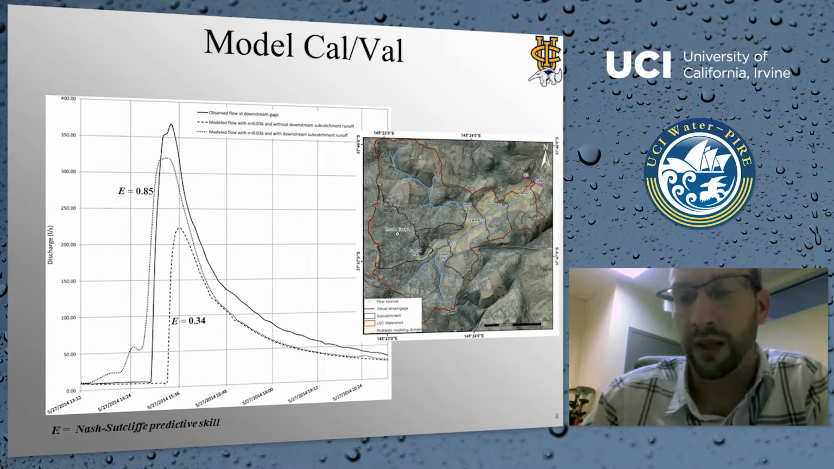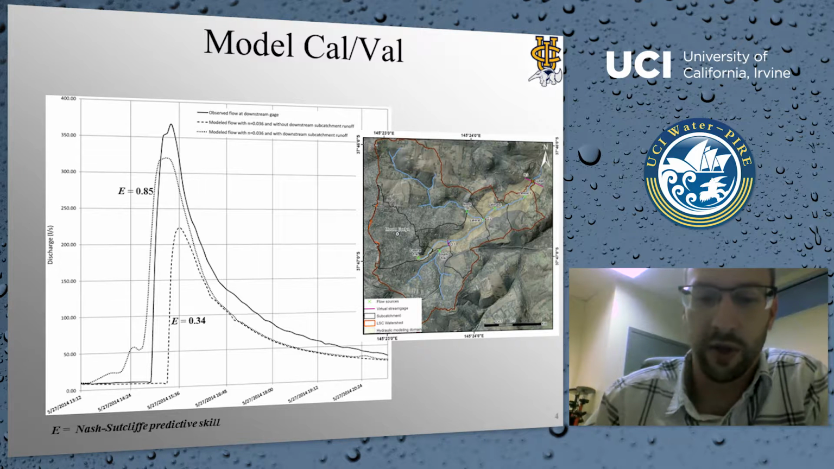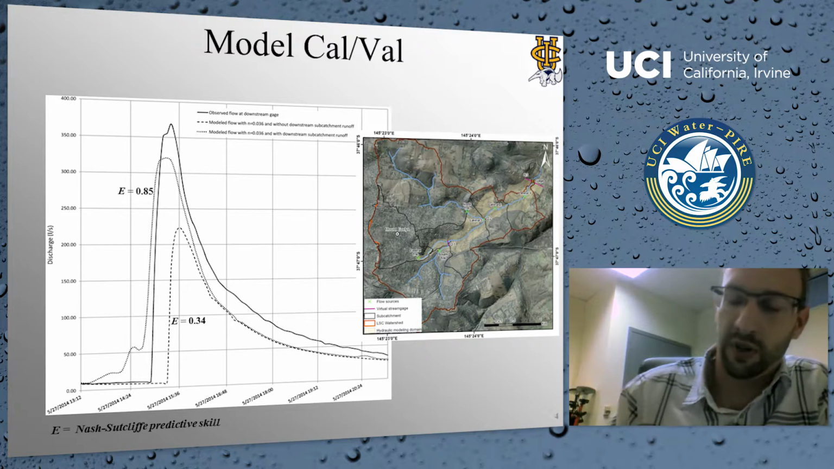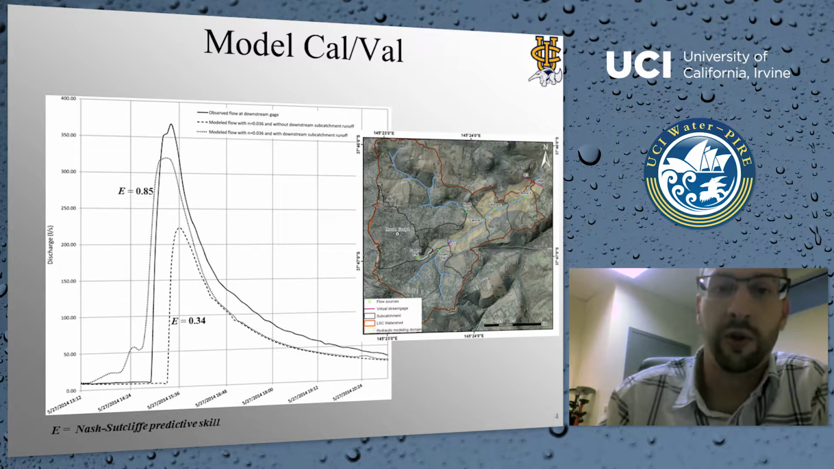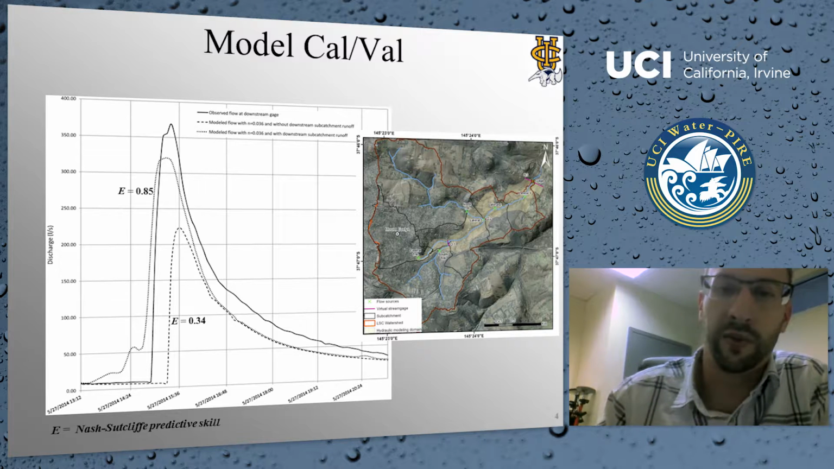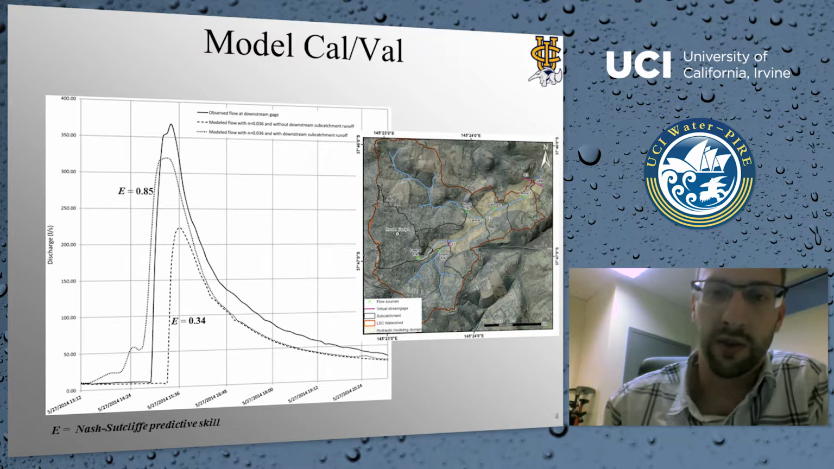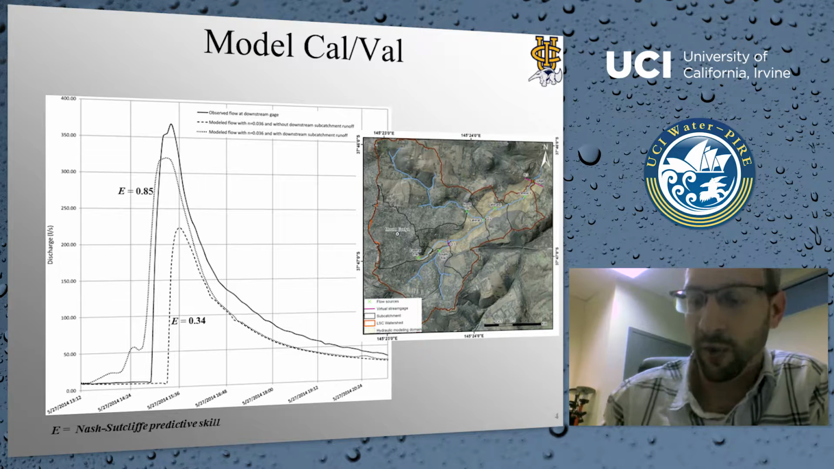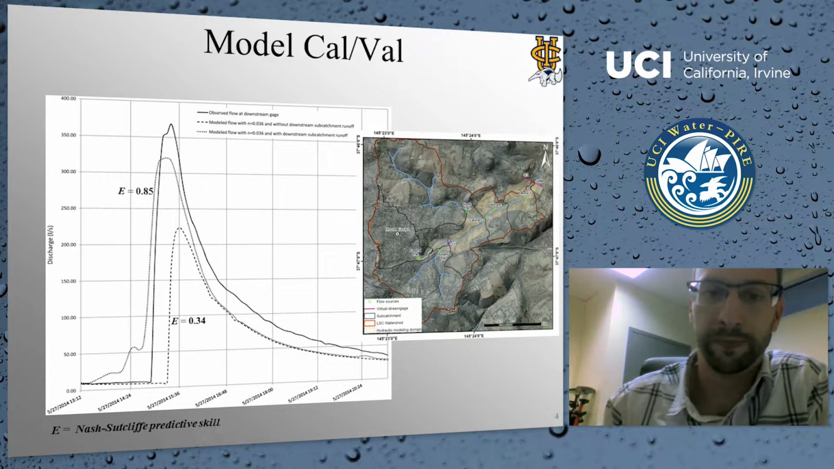Bearing in mind that the LiDAR data that we're using for modeling has about a 20 centimeter vertical error, and the flows in the system are about 2 meters deep, then 10% of that error comes from the topographic data itself that we're using to model the site. So pretty happy with how the model is performing.